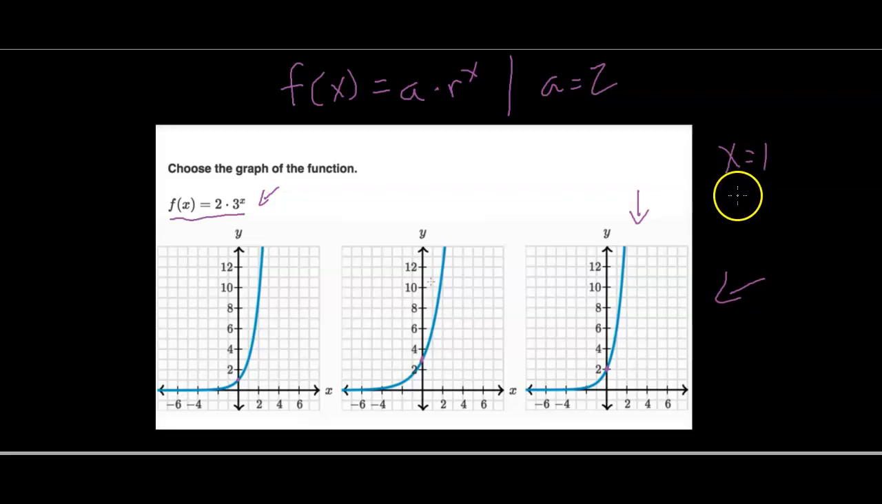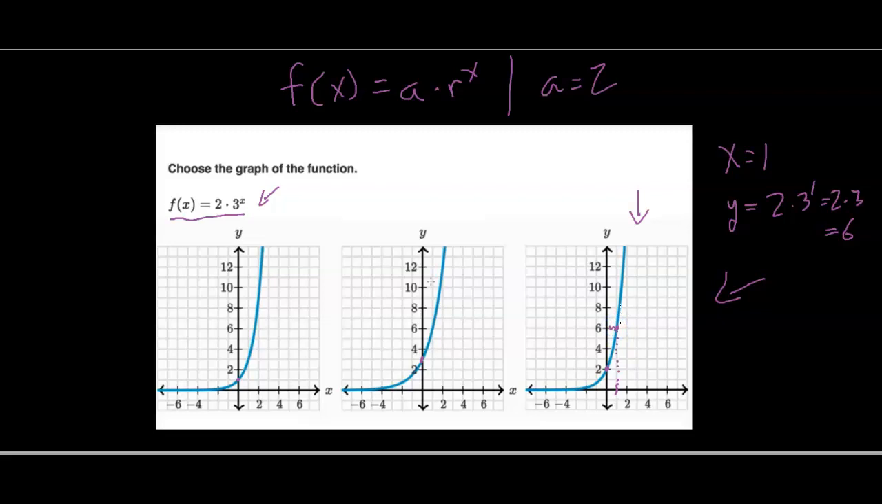So let's take x equals 1, therefore y, or f of x, should equal 2 times 3 to the first power, right? What's that? That's 2 times 3, right? What's 2 times 3? 6. Okay, well, when x equals 1, what's the value of our function here? Looks like it's 6.